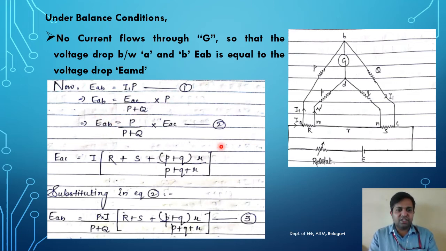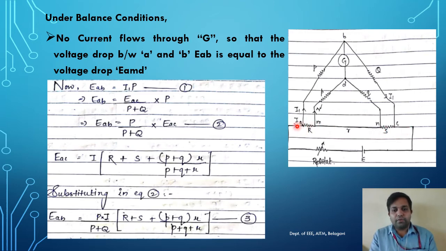Now rearrange the term. So I will rearrange the term over here. So EAB will be equal to what? P divided by P plus Q into EAC. Now let us consider this as equation number 2. So here we need to find out the value of this EAC, right? So EAC is this one.